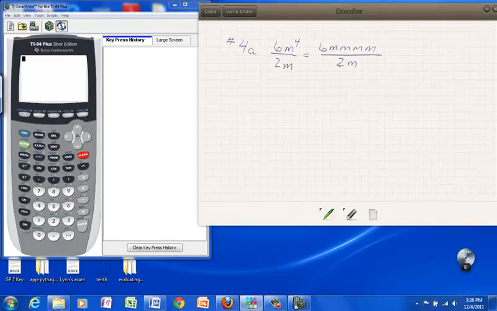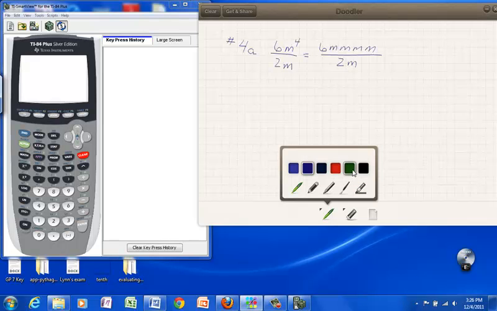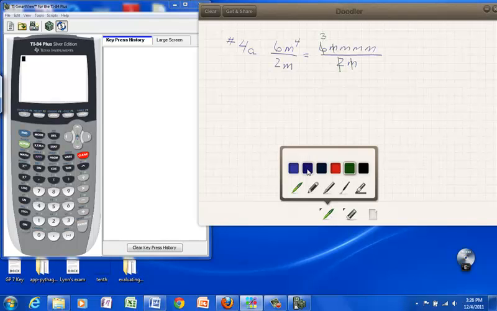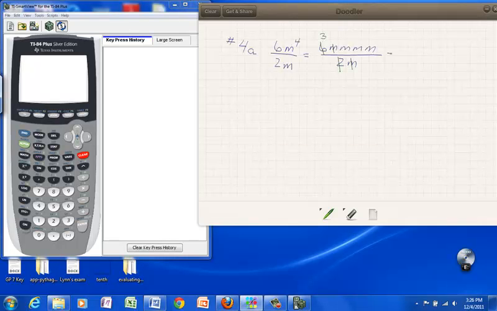And now we want to cancel. 2 divides into 6 3 times. One of the m's will cancel. We're left with m times itself 3 times, or m cubed in the numerator. When these cancel, they cancel to 1. Whenever anything is written over 1, it just becomes m to the 3rd.